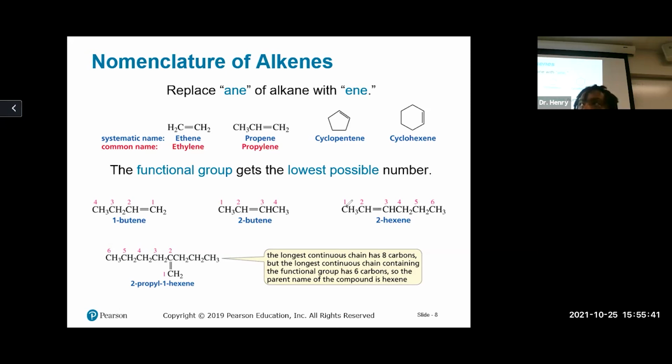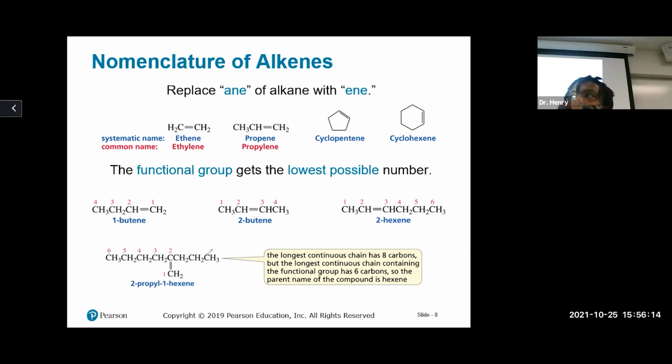This guy, 1, 2, 3, 4, 5, 6, would be 2-hexene. Okay, this guy, 1, 2, 3, 4, 5, 6, 7. Ooh, this is a good one. I'm gonna count that wrong. 1, 2, 3, 4, 5, 6, 7, 8. I did count it wrong.